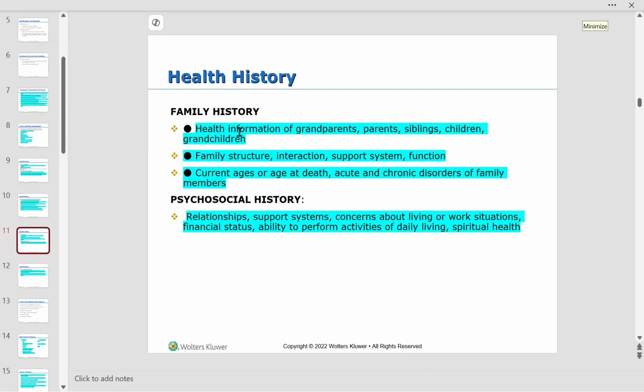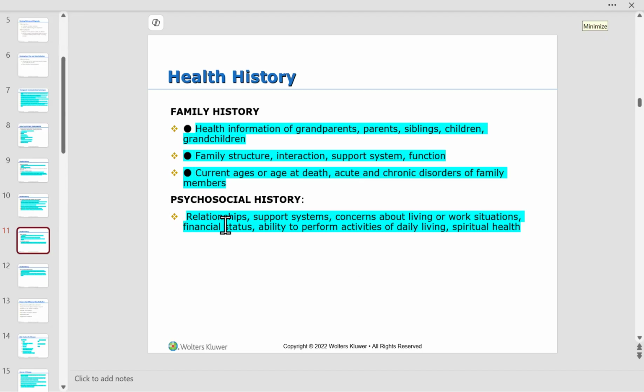Family history, very important. Their immediate family, first degree family members. So their parents and grandparents, any brothers or sisters, and children or grandchildren. You want to know, what is their support system? Do they have one? And then if they have immediate family members that have passed, when did they die? How old were they? And what killed them?